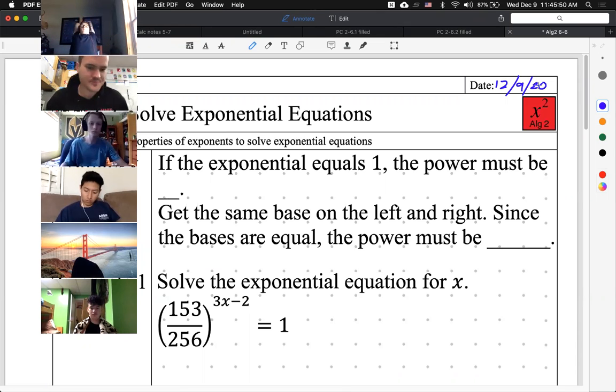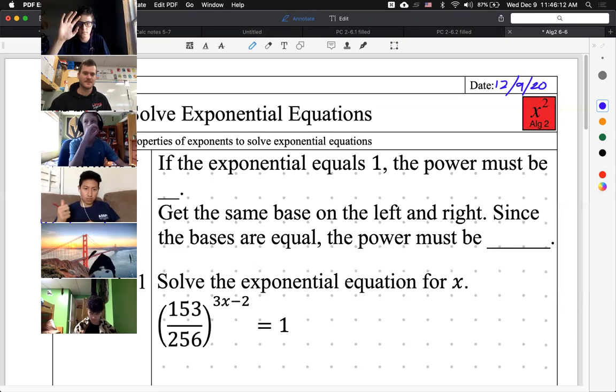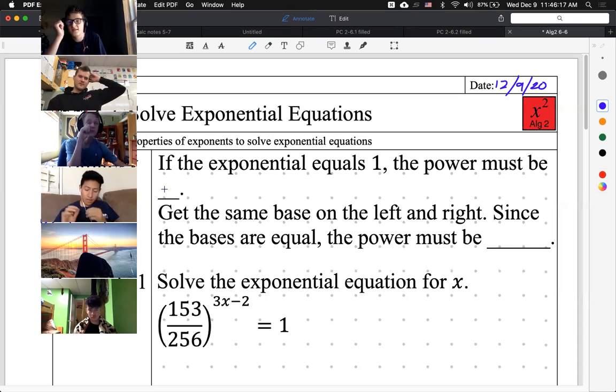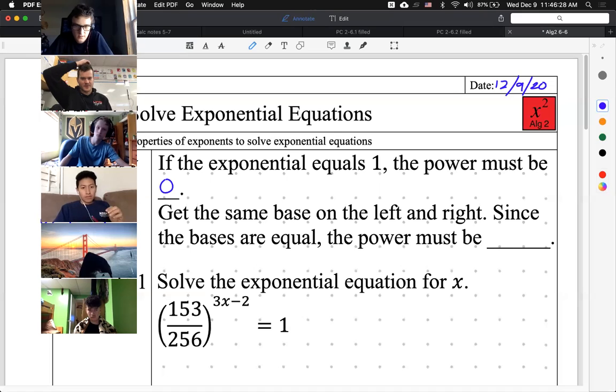All right, here's the strat. If the exponential is equal to 1, the power must be what? Because you know that anything to the power of, dang it, is equal to 1. Everyone has this, right? If the exponential equals 1, the power must be 0. So anything to the power of 0 is equal to 1.